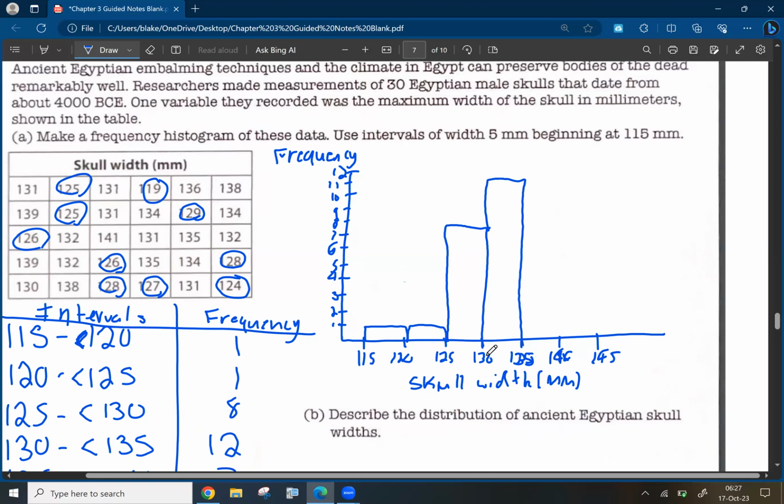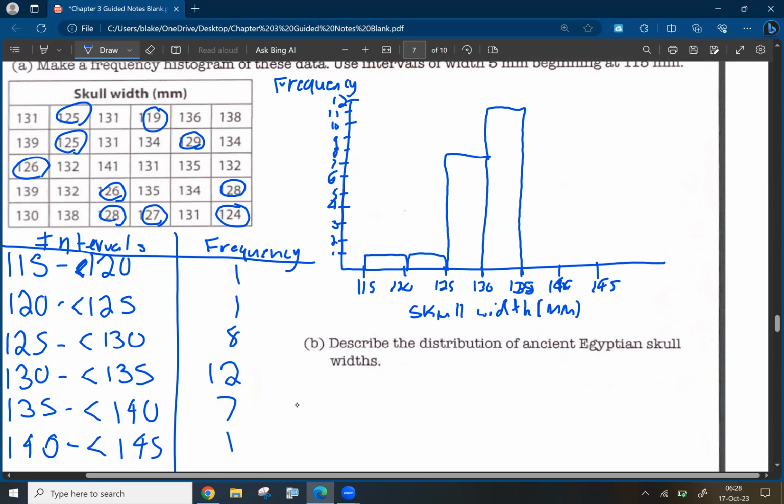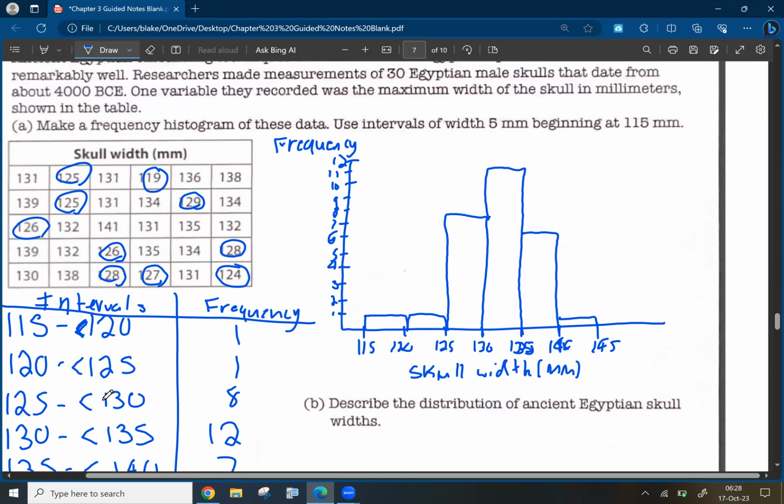There you go. Again, you can see how I'm going from 130 to 135 and making that bar up to 12. Then from 135 to 140, we have 7, right about there, I would say. And then lastly, 140 to 145 is only 1 again, so now there's a small bar. So there's your histogram. Again, notice no gaps in the bars, right? The bars are connected. And of course, it's working on that number line because it's quantitative values, numerical values.